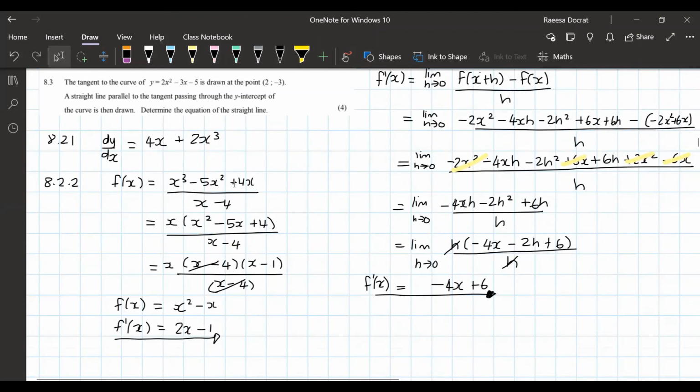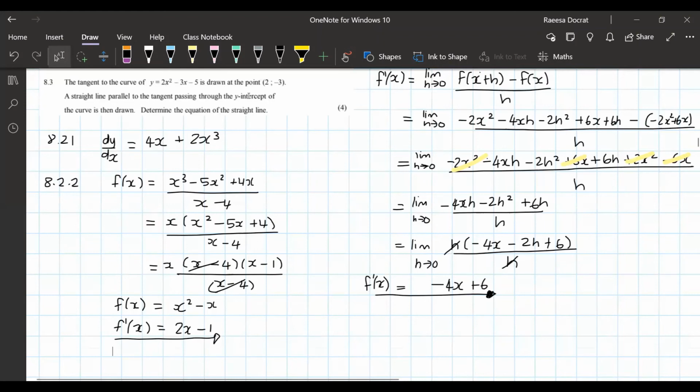So we have to find out what the gradient of this line is and what the intercept of the line is. We know that the gradient is the same as that of the tangent. How do we get the gradient of a tangent? We get the derivative and evaluate it at the point of the tangent.